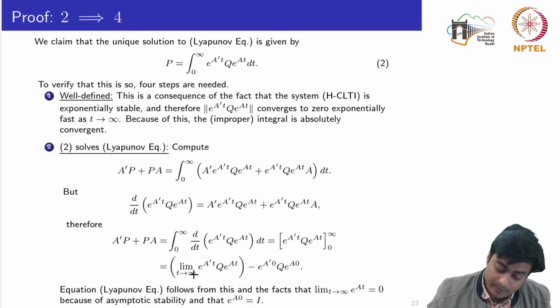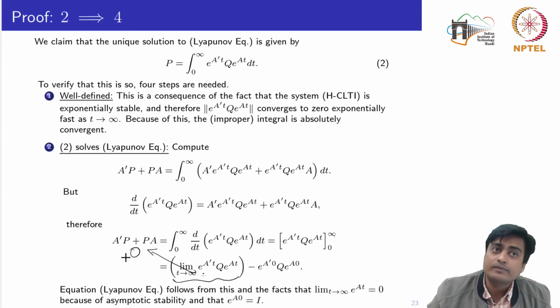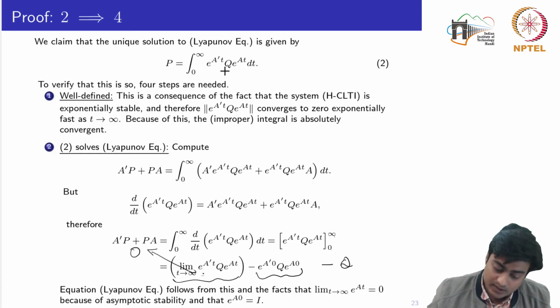So I can write this as the limit t tends to infinity of this part minus the value at t equal to 0. Now we already know that the system is asymptotically stable. So I know that these exponentials as t tends to infinity would go towards 0. So this part would become 0. Since e to the power A transpose 0 is identity, finally this one would become minus Q. So by putting this P into the left hand side of the Lyapunov equation, I actually obtained the right hand side, meaning this P satisfies the Lyapunov equation.